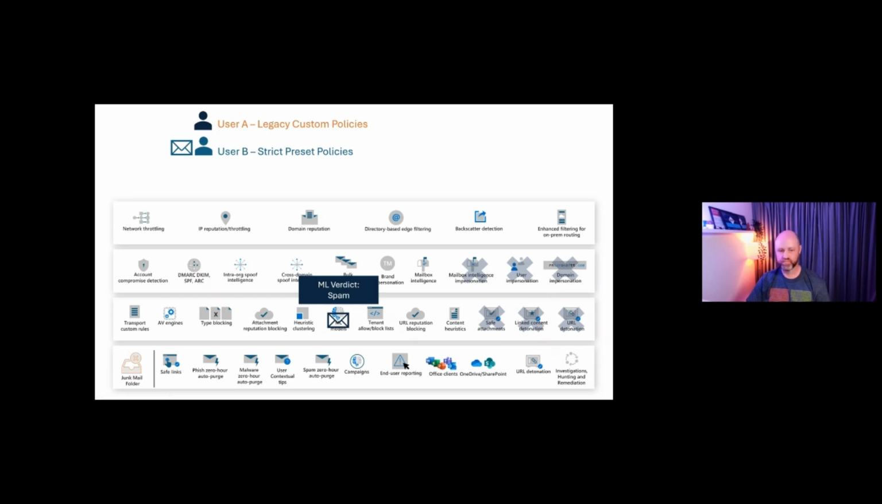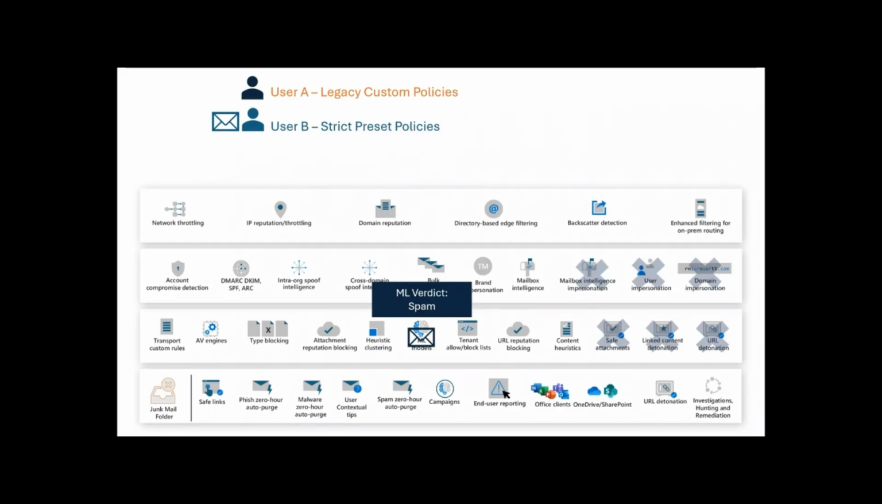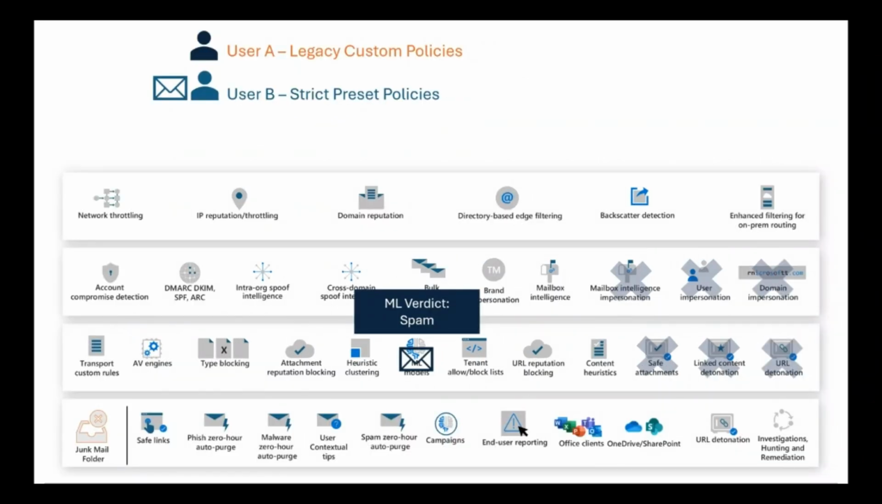When we say legacy custom policies, what we're talking about here is an organization who created their configuration and hadn't touched it since it was originally created. They maybe don't fully understand all of the anti-phishing capabilities. They aren't utilizing any of the impersonation protections. And as we'll see in a moment, not using Safe Attachments or any of the Safe Links capabilities to detonate linked content or to detonate the URLs.